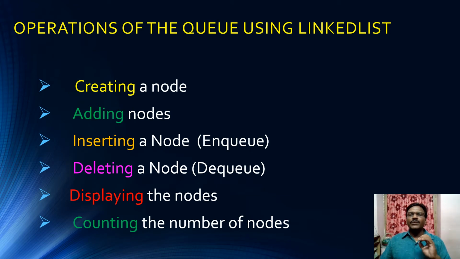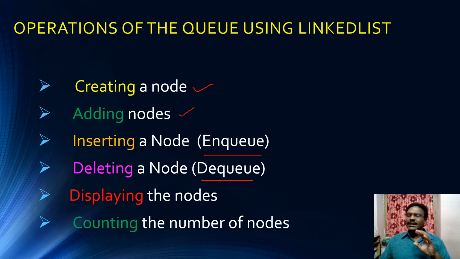The operations of the queue using a linked list. The first operation is to create a node. At the time of creation, it allocates the memory. Then adding nodes, enqueue. Enqueue is the operation for inserting a node. Dequeue operation means deleting a node.